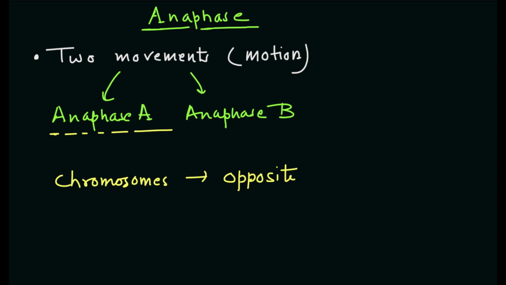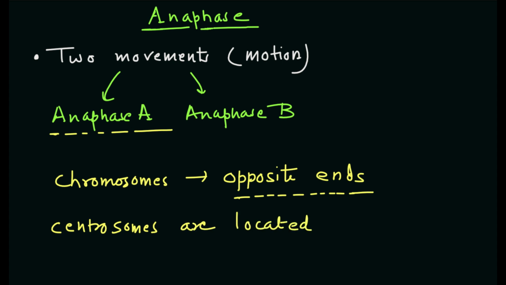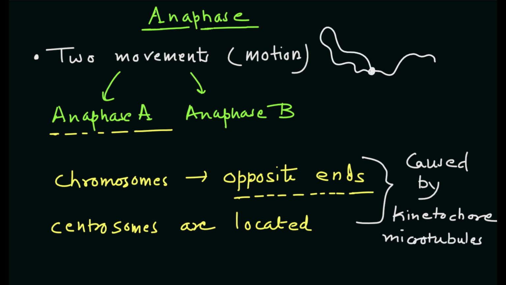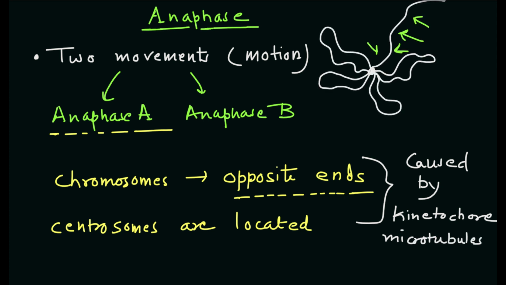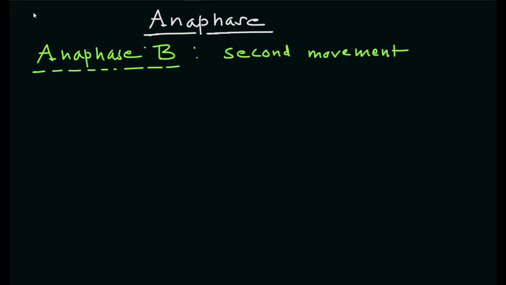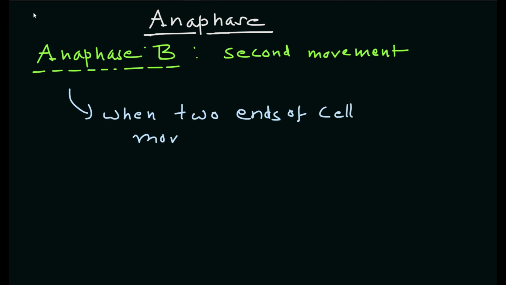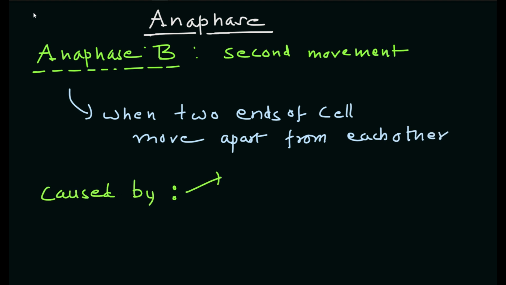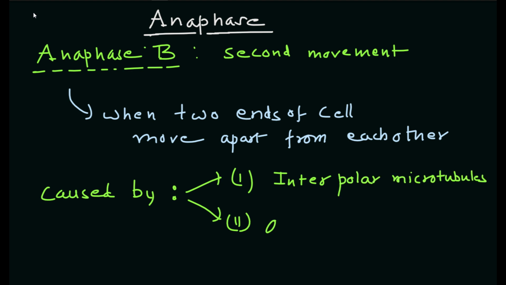Anaphase A is when the chromosomes move to the opposite ends of the cell. This is where the centrosomes are located. The movement is mostly caused by kinetochores and a specific type of microtubules called kinetochore microtubules. The second type of movement in anaphase, called Anaphase B, is when the two ends of the cell move apart from each other. The movement is mainly caused by two types of microtubules called interpolar microtubules and astral microtubules.